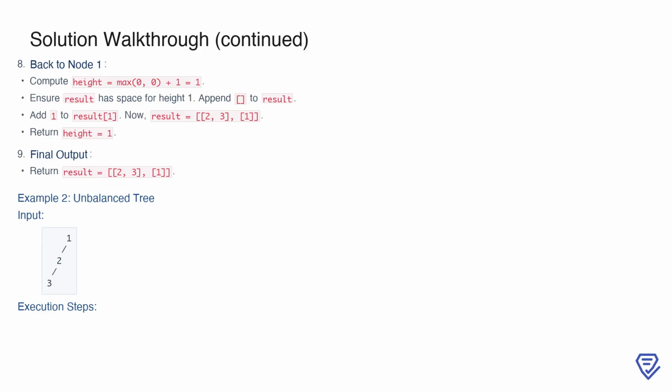The height of node 3 is returned to node 1. Now, with heights obtained from both children of node 1, we compute its height as the maximum of 0 and 0, plus 1, which gives a height of 1. We ensure result has space for height 1 by appending an empty list if needed, and then add node 1 to result[1]. The final result for this tree is [[2, 3], [1]], which we return as the output.